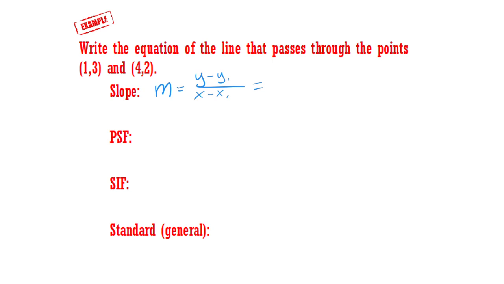I guess I'm going to start with the 2. So the 2 minus the 3. There's your y minus y. But you have to be consistent. So now I'm going to do x minus x. So I have to start with the same point. So I'm going to do 4 minus 1. Looks like I end up with a -1 over 3 for my slope.